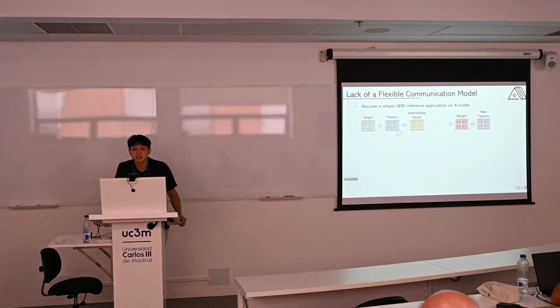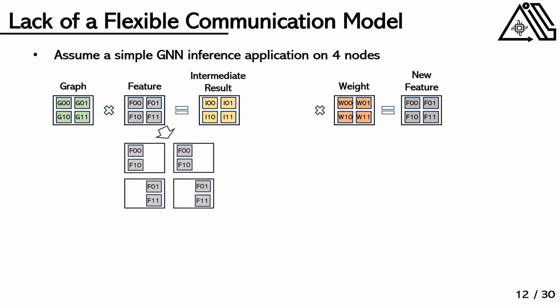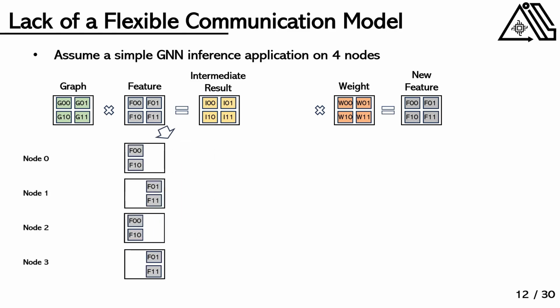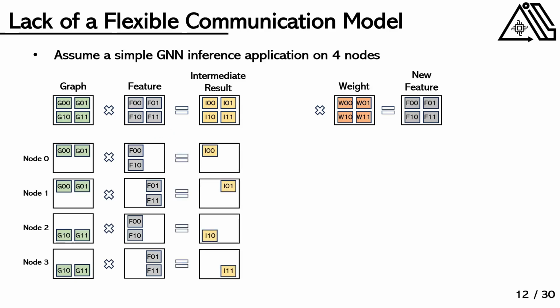Additionally, we found that some applications require a more flexible communication model to enable communication along different axes of nodes. We show an example of such an application, a simple GNN inference application below. So first, we choose to divide the feature matrix into left and right halves and distribute it to the nodes as depicted. Naturally, each node will receive a portion of the graph, and computation is done as the following.